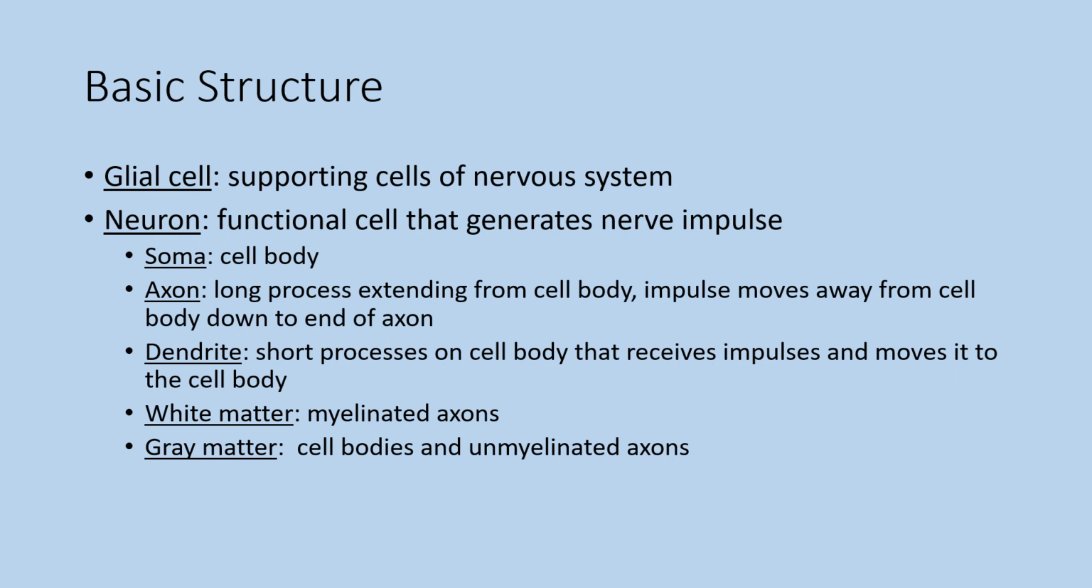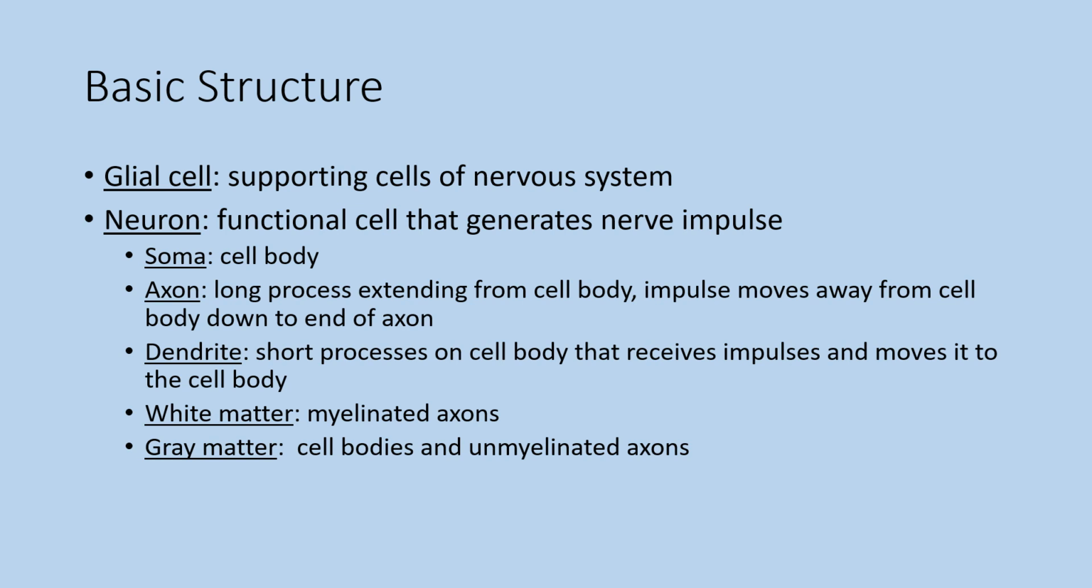The basic structures, first you have a broad category of two different types of cells with the nervous system, the glial cells and the neuron. The glial cells are the supporting cells. There are several different types of these. We'll get into them in just a moment. But they are the cells that do not transmit electrical charge. They're just supporting the neuron, which is the other type of cell. And the neuron is the functional cell. It can generate this electrical impulse, which is the nerve impulse.